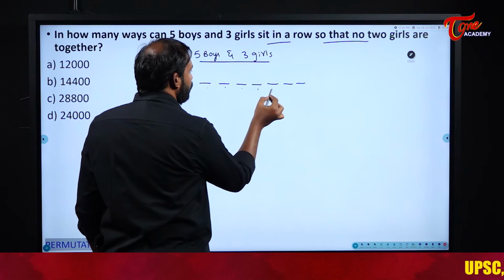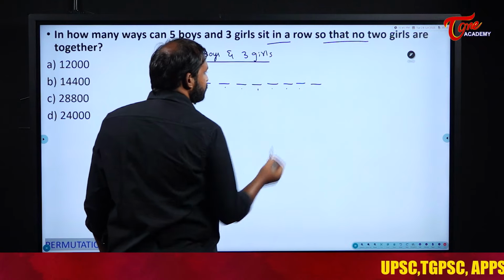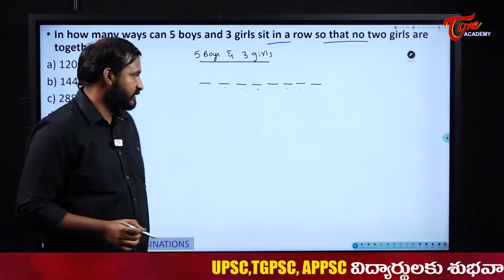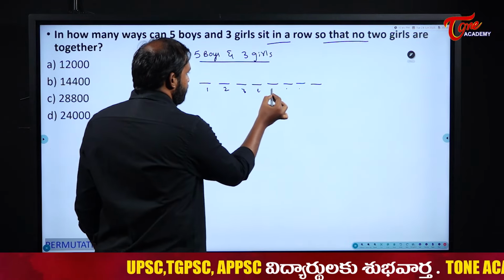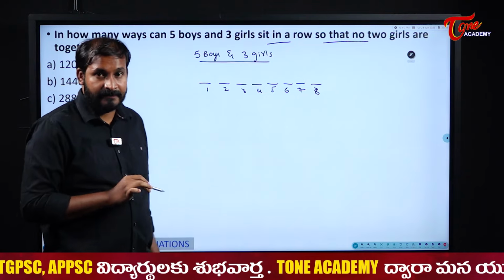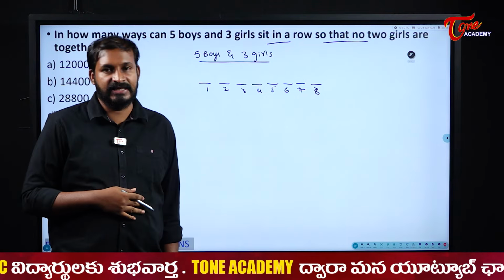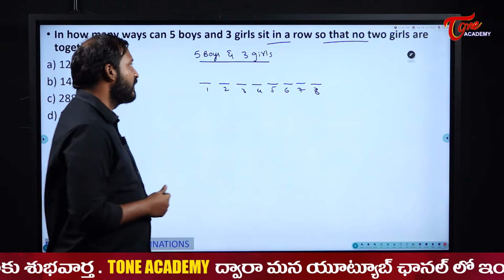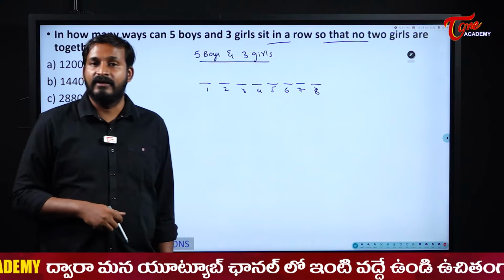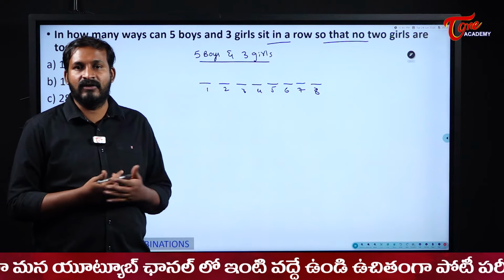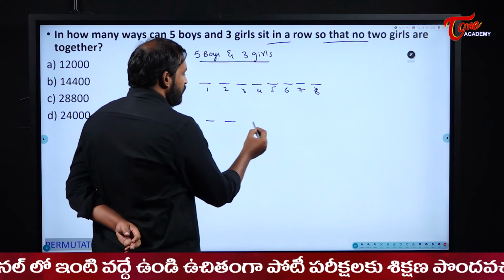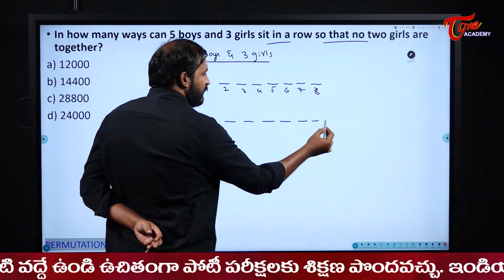2, 3, 4, 5, 6, 7, 8. If I assume that girls sit at odd positions. Now the condition is what? No 2 girls should sit together. But boys can sit together. Yes, there is a chance the boys can sit together. That means girls should either sit at odd positions or girls should sit at even positions, right? Then obviously they will not be seated next to each other. So 2, 3, 4, 5, 6, 7, 8.